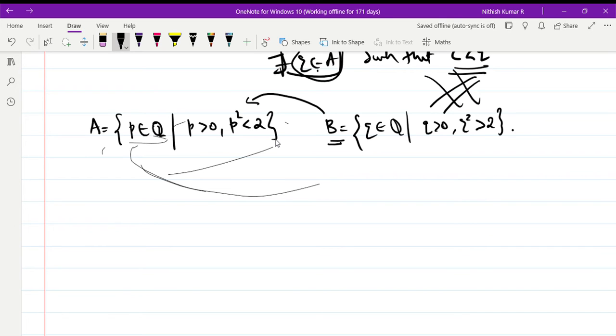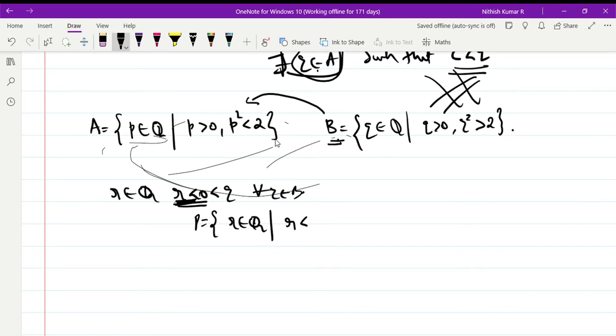Now take any rational number r belongs to Q such that r less than 0, that's a negative rational number. Then, because elements in B are always greater than 0, every negative rational number is a lower bound of B. Therefore, if I take P equal to the set of all r belongs to Q such that r less than or equal to 0, you can see 0 is also a lower bound.